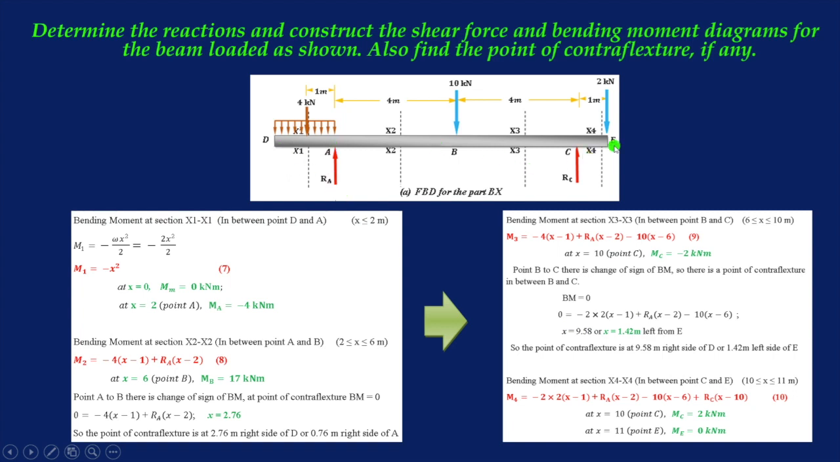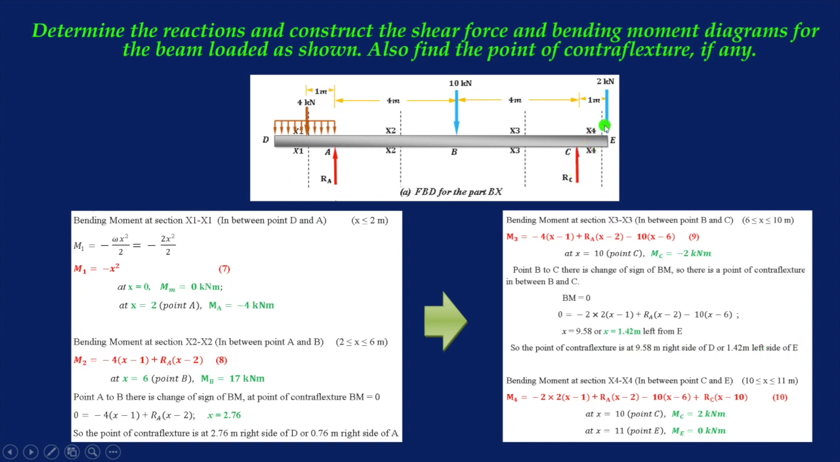So from the left end, E, the total distance equals 11. So 11 minus this, that equals 1.42 from the left end of the beam. So the point of contraflexure is at 9.58 meter right side of D or 1.42 meter left side of E.